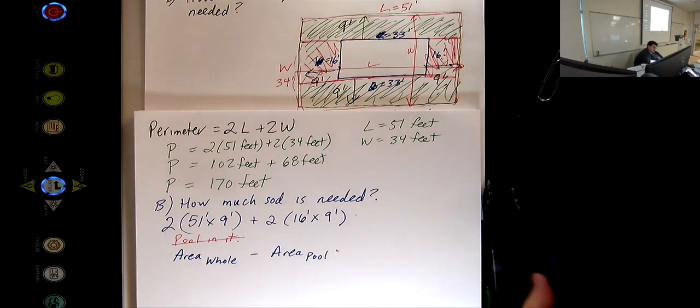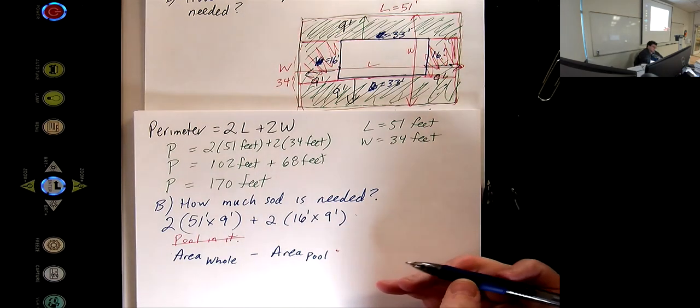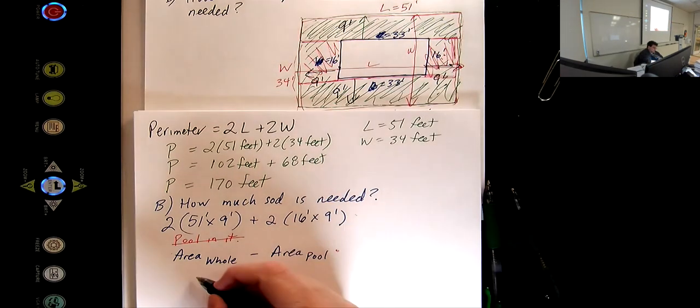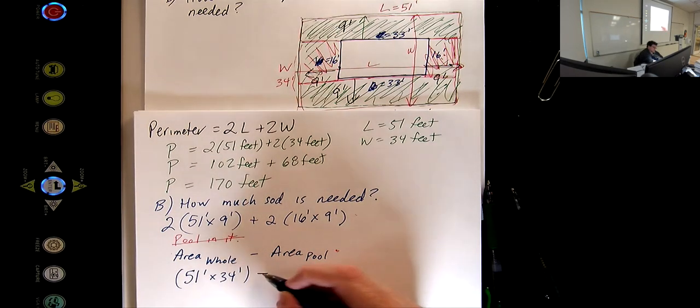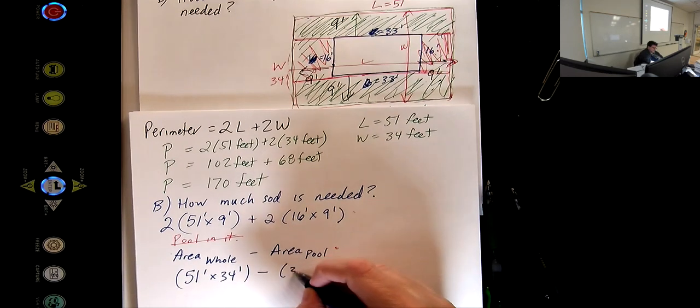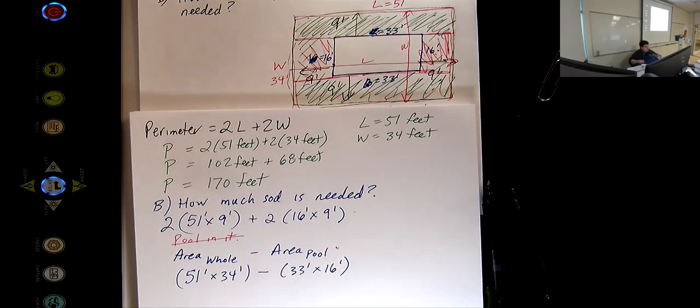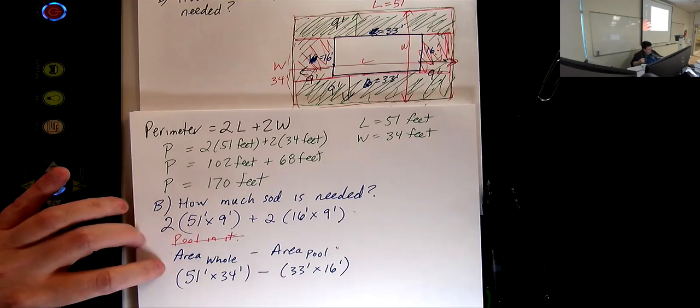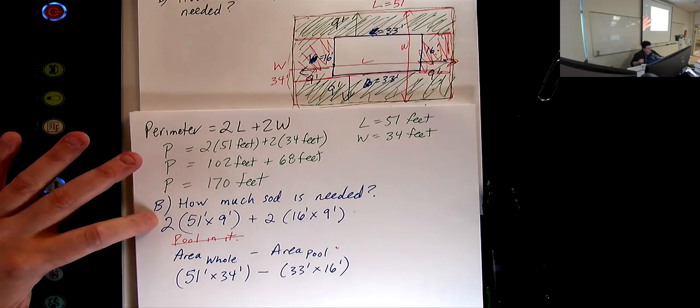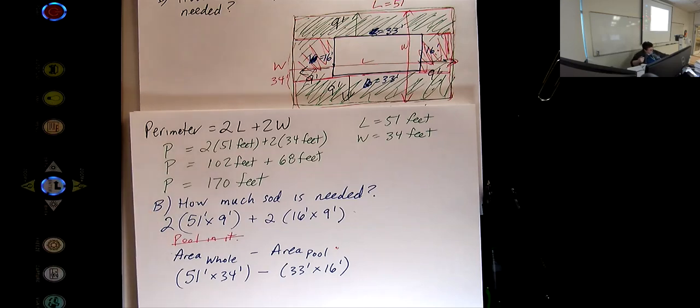We'll calculate that. Well, let's see what area of the whole minus area of the pool would be. We know the whole rectangle is 51 by 34, and we want to subtract out the area of the pool, which would be 33 feet by 16 feet. In both cases, we have 2 sets of multiplication. But in the top one, we actually have to double everything once we're done. So we could double it all at the end after adding them. The top way has a little bit more work, but the numbers are smaller and maybe easier to do without a calculator, if you're good at doing math in your head.